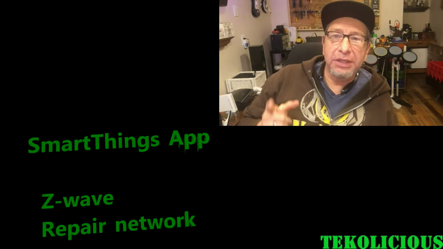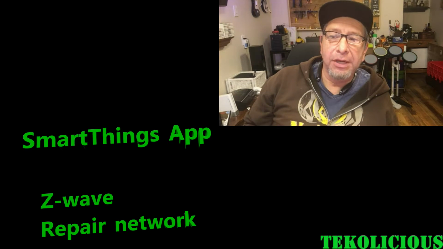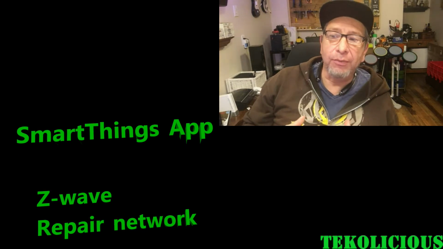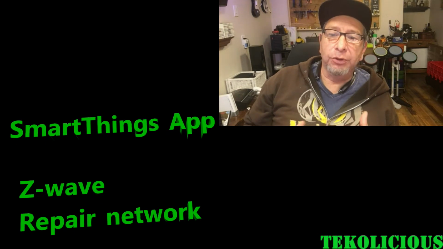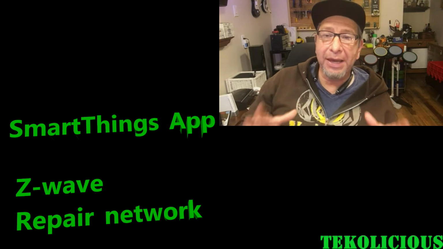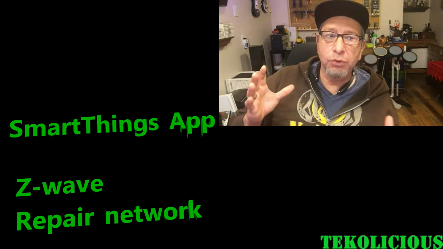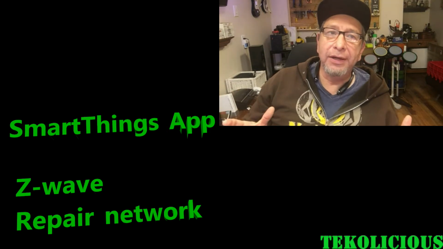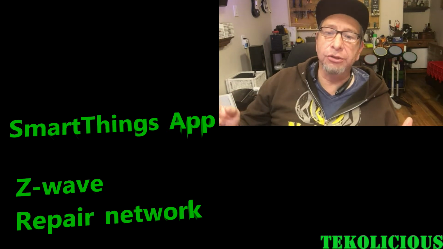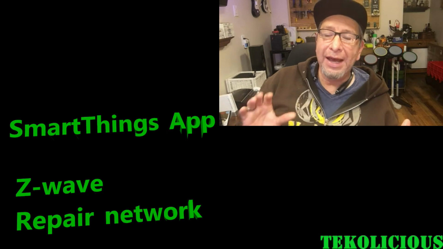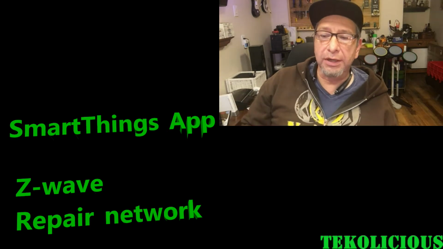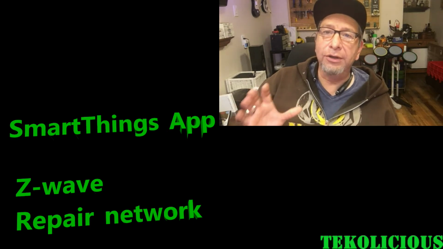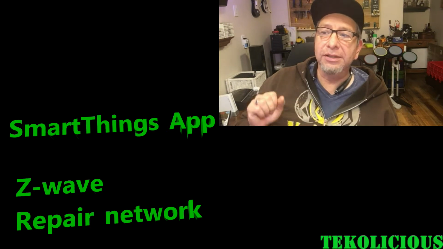This time I'm doing the Samsung SmartThings app on how to repair the Z-Wave network through the app. Now the reason why you do this is because it's a mesh network, and if you modify the mesh network in any way, you will need to repair it in order for it to make the connections over again. So I'll go over how you do this with a drawing, and then I'll show you how to do it in the app. So let's get started.